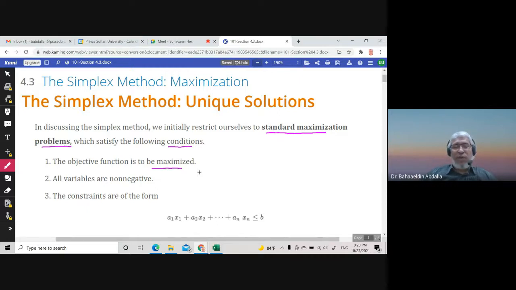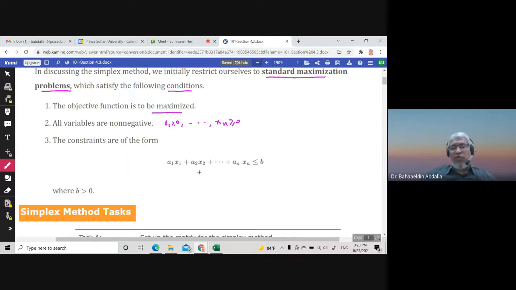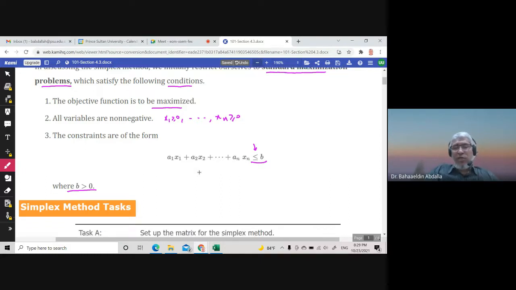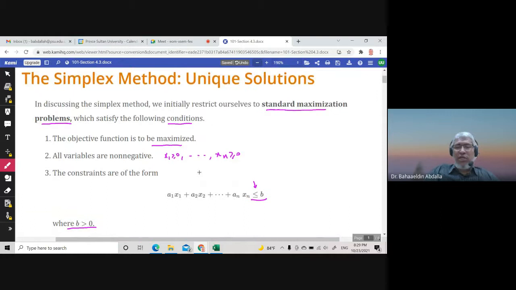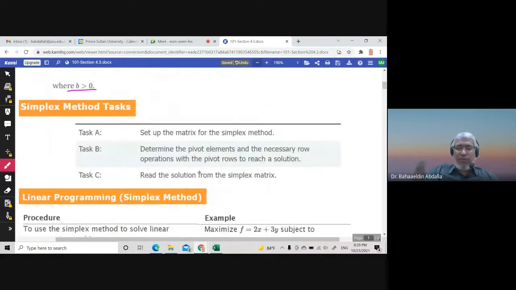All variables are non-negative. So x1, x2, up to xn, all are greater than or equal to 0. The constraints are of this form, less than or equal to a positive number. All the constraints should be less than or equal to a positive number. So greater than is not okay. And if b is negative, it is not okay. It will not be in the standard form. It will not be a standard maximization problem. So we will talk only in this section about standard maximization problems.